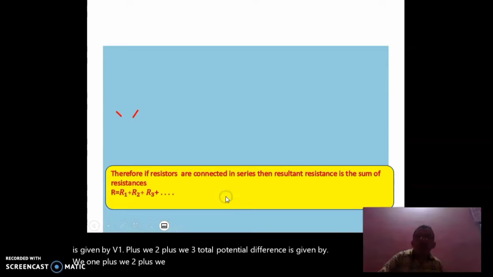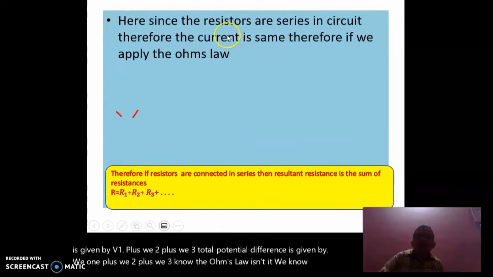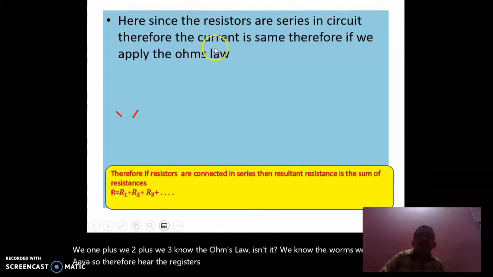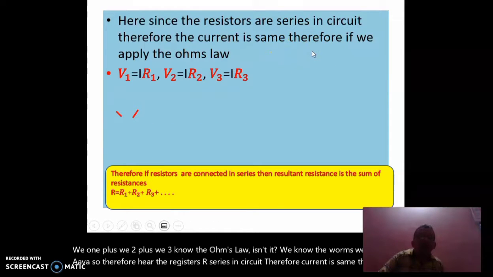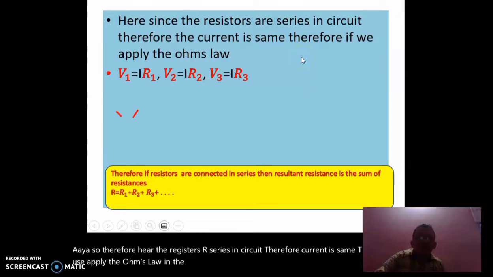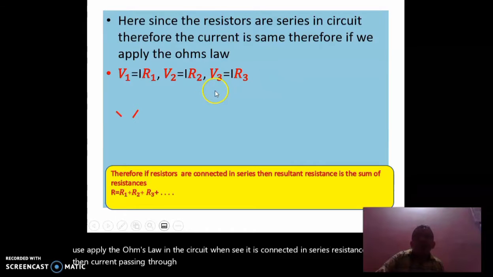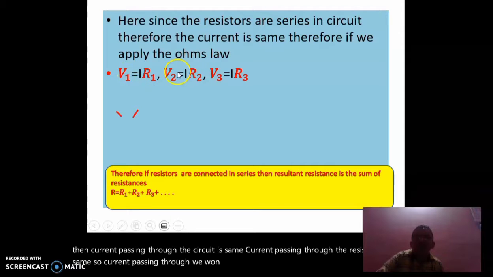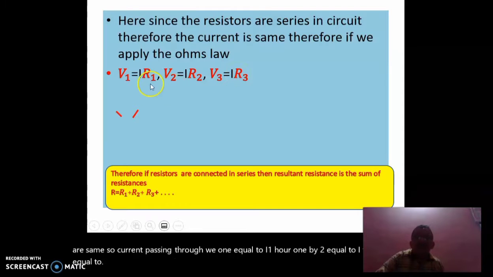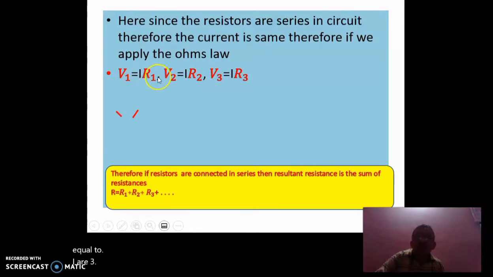We know Ohm's law, V equal to IR. Here the resistors are in series in the circuit, therefore the current is the same, so we apply Ohm's law. When resistances are in series, the current passing through the resistances is the same. So V1 equal to I1 R1, V2 equal to I2 R2, V3 equal to I3 R3. Since the current I is the same, V1 equal to IR1, V2 equal to IR2, V3 equal to IR3.